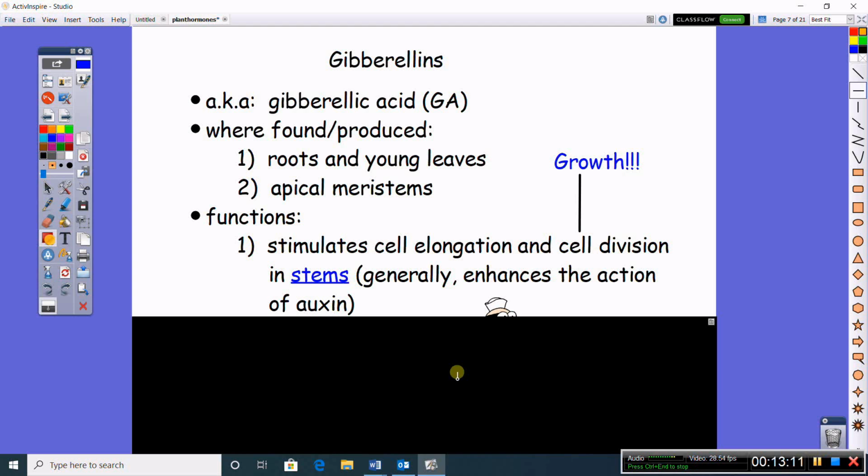So, functions of gibberellins. They stimulate cell elongation and cell division in stems. So when you see cell division and cell elongation, you should be thinking growth, okay? It's allowing our stems to get longer. And so you think, okay, well, we heard about another plant hormone today that did that. That was auxin, okay? So there can be more than one hormone that does the same action. Auxin is going to be the main hormone that promotes stem elongation, okay? Gibberellins is like a sidekick that helps auxin with stem elongation.